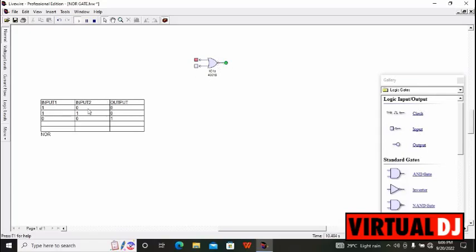1 plus 0 is supposed to give us 1, but it's giving us 0. 1 plus 1 should be giving us 1, but it's giving us 0. You can see output 0. But when you put 0 plus 0, it gives 1. So in this NOR gate circuitry, all input signals need to be in off state for you to have an output signal from your IC.